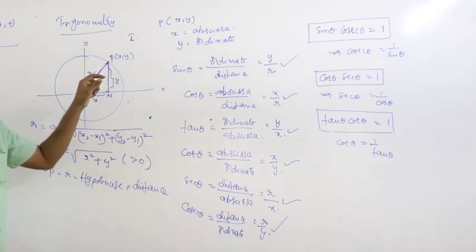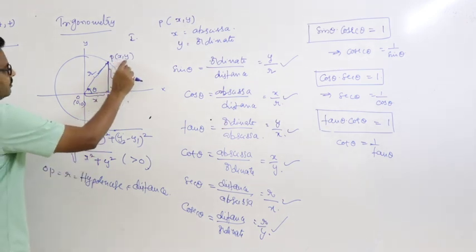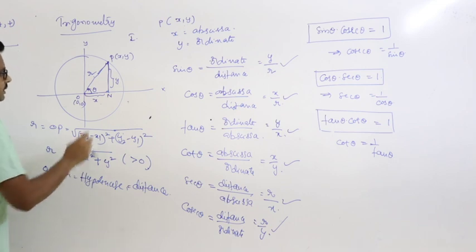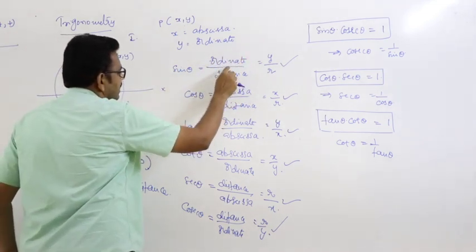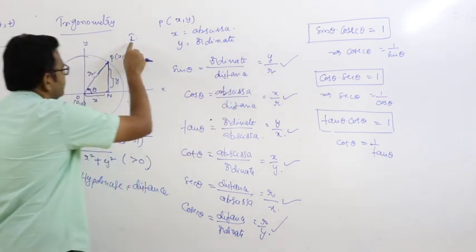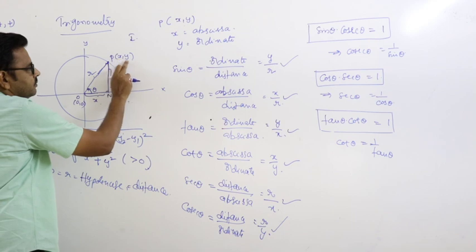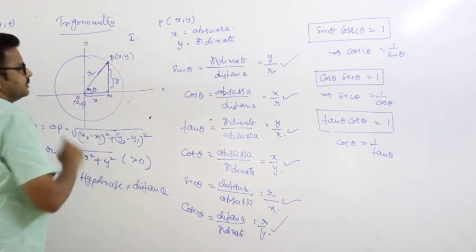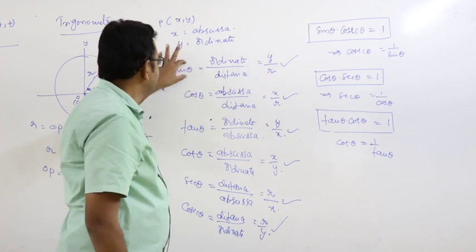My height positive, my weight positive, distance positive, not negative values. Okay. X coordinate, y coordinate. So, what is sine theta? Ordinate by distance. Ordinate means what? Y by r. In the first quadrant, x positive, y positive. Distance is always positive. So, positive by positive, sine is positive.